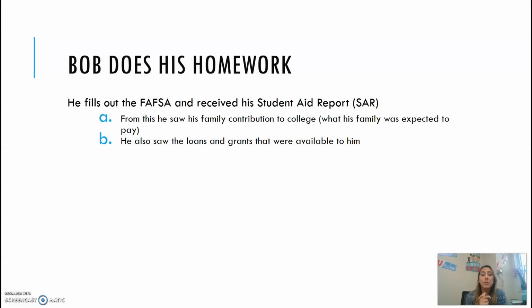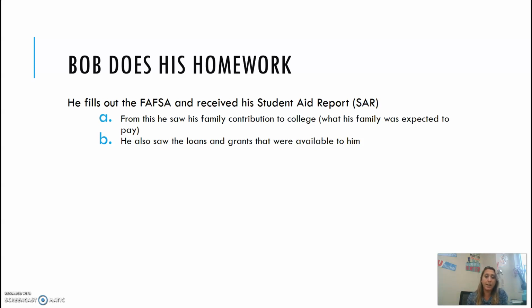Number one, make sure you know what the FAFSA is. Make sure you know the definition. You also need to know what the student aid report is. You need to know what the expected family contribution is, the EFC. If you don't know what those are, make sure you look those up. Make sure you know the difference between a loan and a grant. Those are the big things that you need to know.